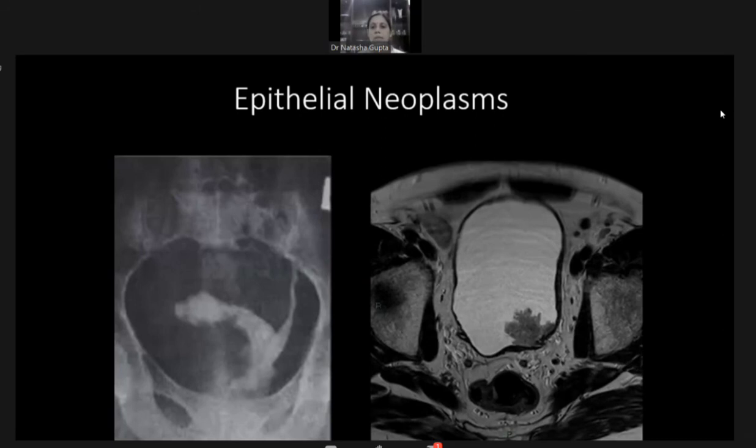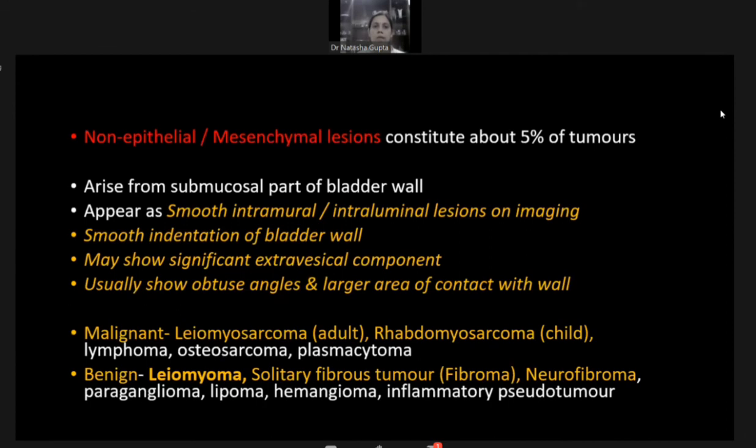So this is a typical image, a companion image of a urothelial carcinoma, this frond-like appearance. And this was actually a case of a squamous cell carcinoma. So still it is an epithelial neoplasm. And as you can see, there's a lot of mucosal irregularity, mucosal destruction here. So this helps you to make out whether it is an epithelial or a subepithelial neoplasm.